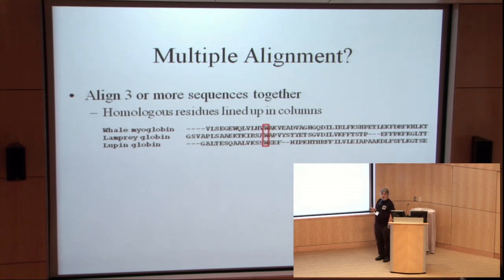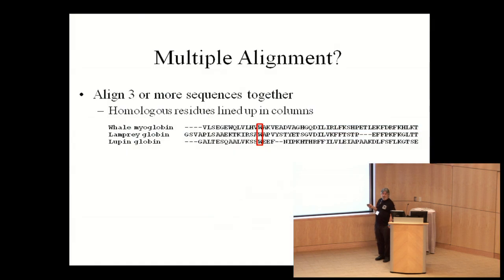As a computational problem, you describe it in terms of wanting to maximize the similarity of stuff in the columns and minimize the number of gaps somehow. And that can be done, but it's an NP-complete problem. Traditionally, we'll get back to that later.